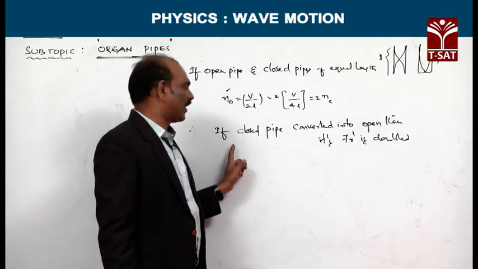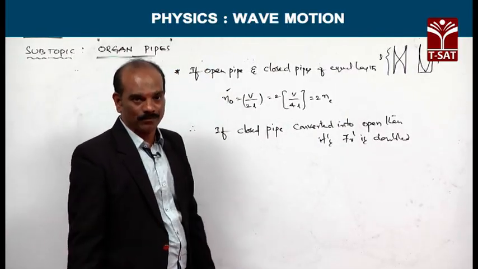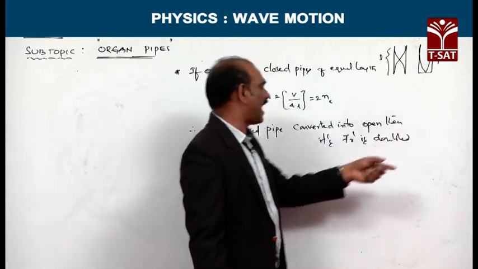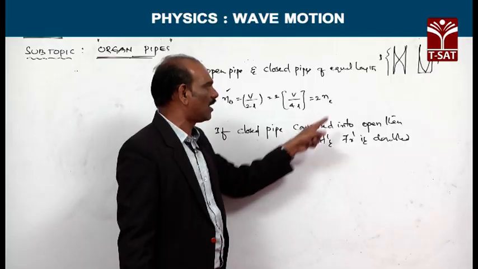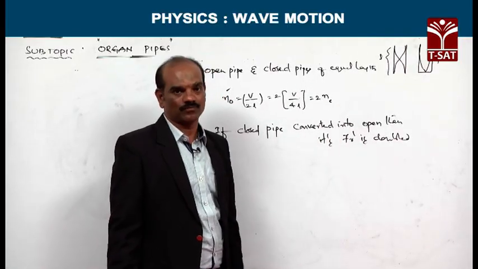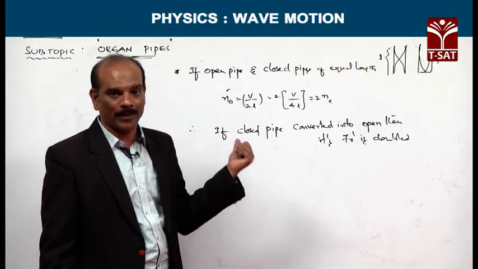That means when a closed pipe converts into an open pipe, that means this end is closed. By opening this closed end, what happens? The frequency of the same tube will get double. This is how the frequencies of open pipe and closed pipe are related to each other.